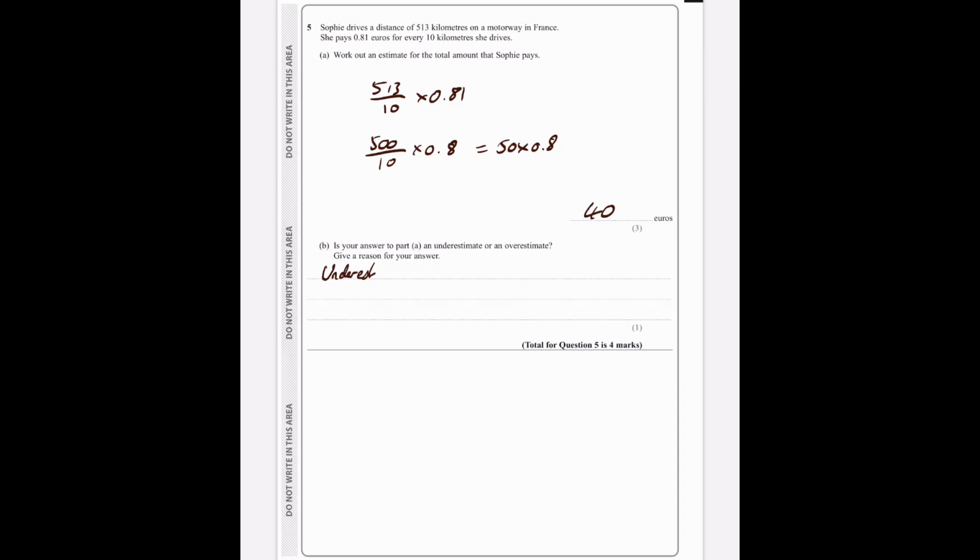Is that an underestimate or an overestimate? Well, it's an underestimate because we have rounded both the 513 and the 0.81. We've rounded them both down. And as we are multiplying these together, the answer we get when we estimate is going to be lower than the actual answer. So my answer to B is an underestimate, as both of those were rounded down.